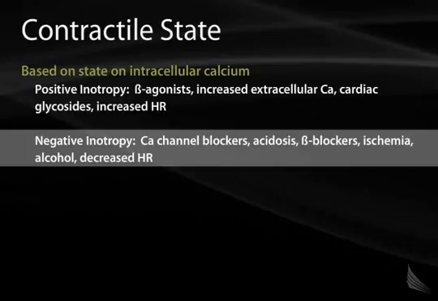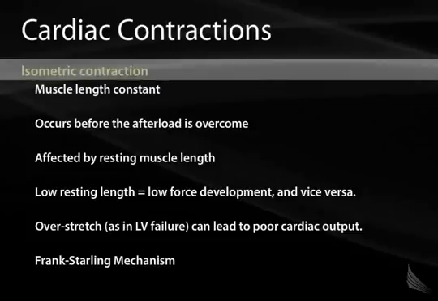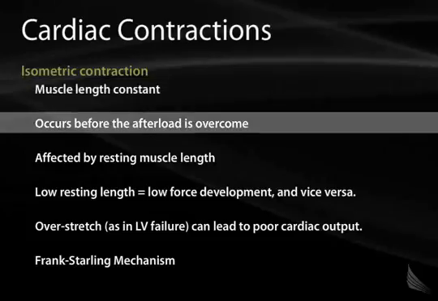Why is inotropy important? As inotropy or contractility goes up, the heart is able to increase the amount of stroke volume it generates per beat. The heart will contract in 2 different ways. The first way is isometric. During isometric contraction, the muscle length is constant. This occurs during isovolumetric contraction, the first part of systole. This occurs, again, before the afterload is overcome, before the aortic valve is opened.